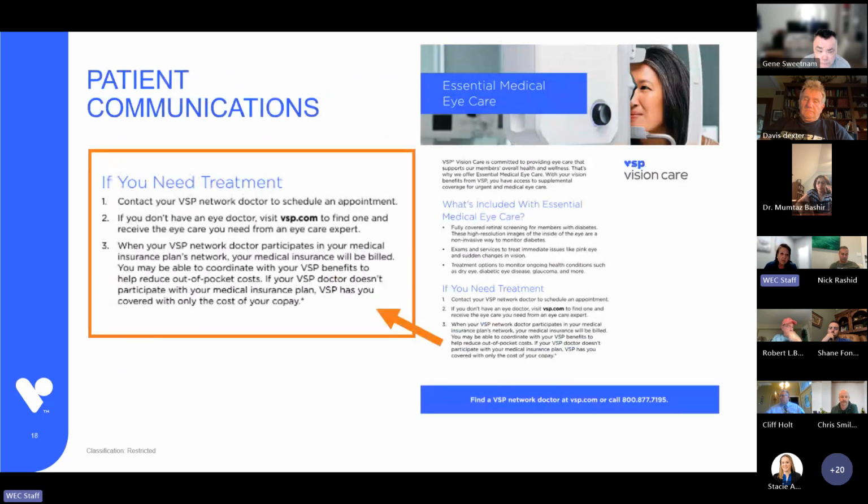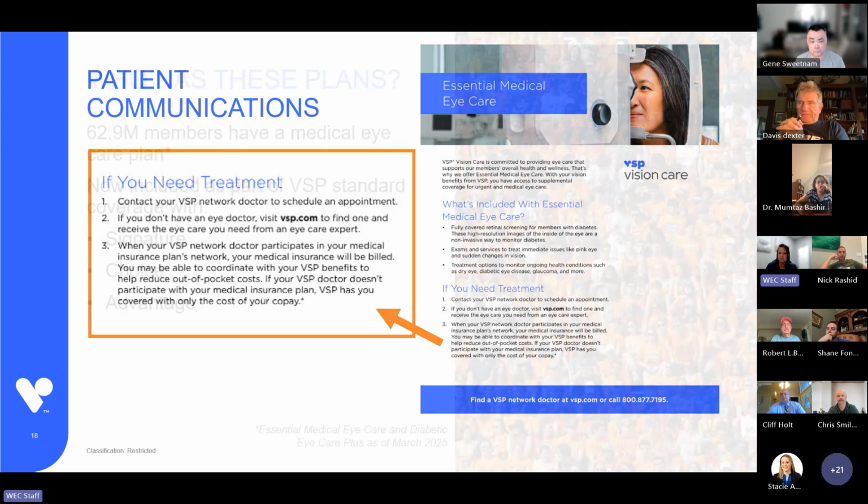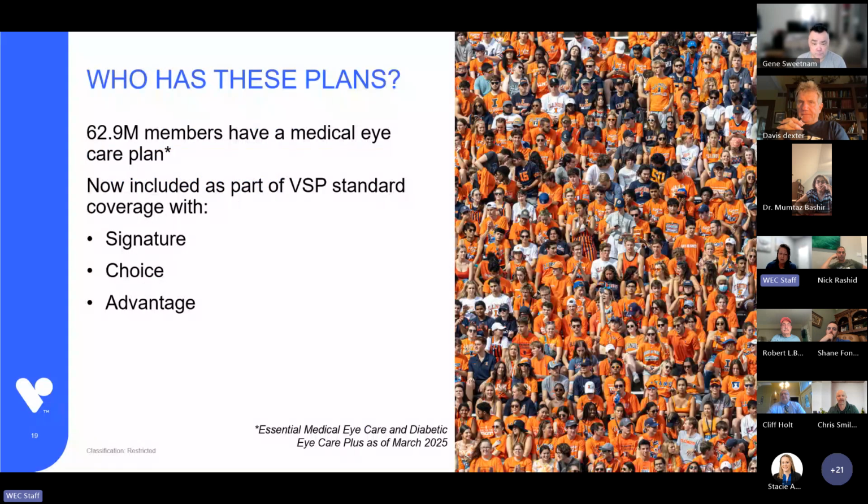So if you're not familiar with Essential Medical Eye Care, believe me, many of your patients are. VSP does a really good job educating their members to make sure they're aware that they don't have just the routine vision policy, they don't have just that coverage. They also have medical coverage for their eye care built into that policy. So they really try hard to educate their members, and your patients. This isn't a unicorn. This isn't something you see here and there. You're going to see it all day, every day.